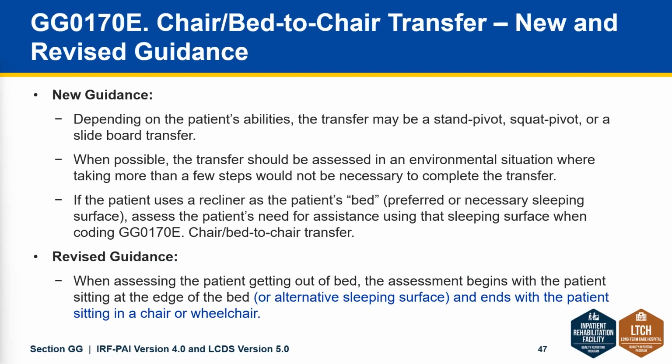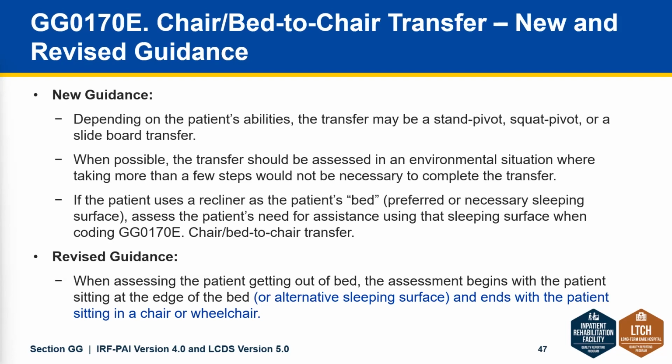The new guidance for GG0170E, chair/bed-to-chair transfer, states that a stand pivot, squat pivot, or a slide board transfer could all be used to complete the activity. Ideally, the transfer should be assessed in an environment where taking more than a few steps would not be necessary to complete the transfer. And if the patient uses a recliner as their preferred or necessary sleeping surface, then the activity should be assessed based on the patient's need for assistance using that sleeping surface.